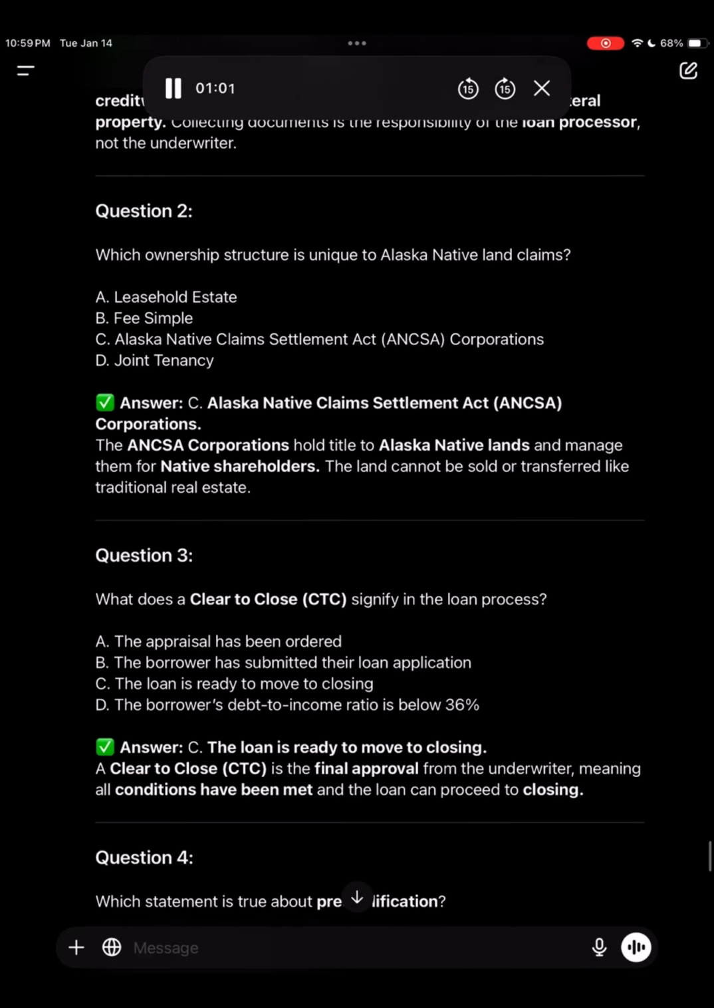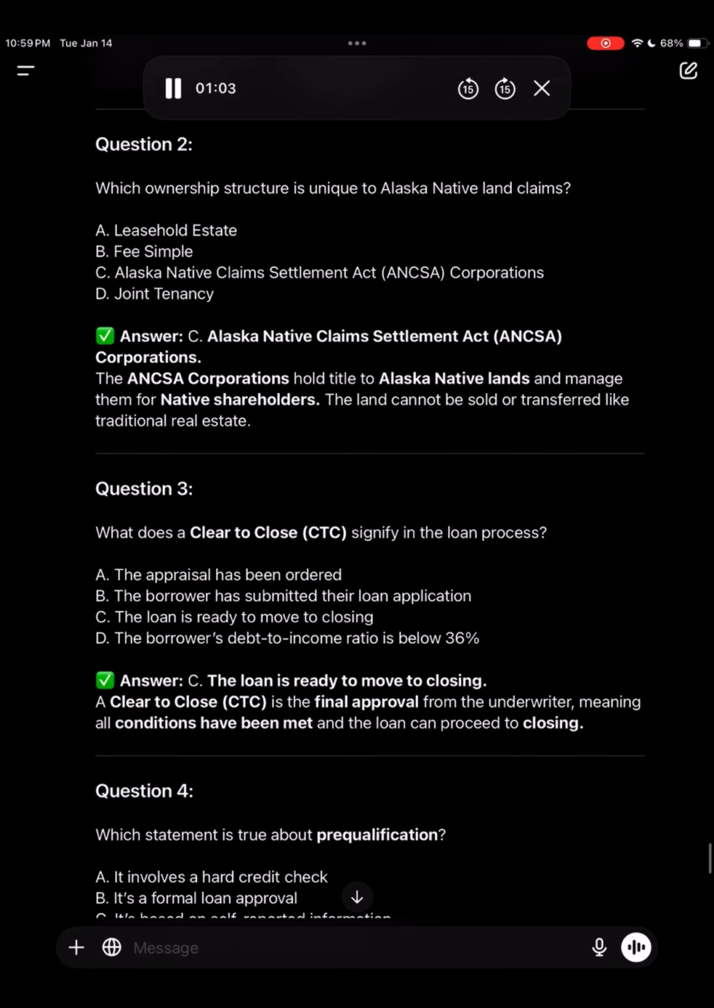Question 2. Which ownership structure is unique to Alaska Native land claims? A. Leasehold estate. B. Fee simple. C. Alaska Native Claims Settlement Act, corporations. D. Joint tenancy. The answer is C. Alaska Native Claims Settlement Act, corporations. The ANCSA corporations hold title to Alaska Native lands and manage them for Native shareholders. The land cannot be sold or transferred like traditional real estate.